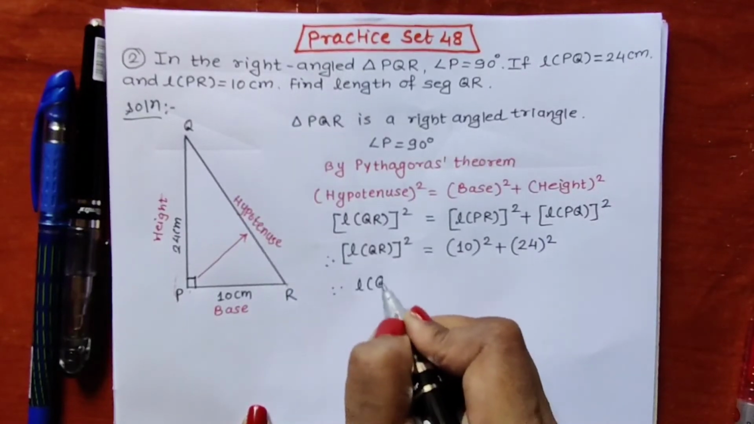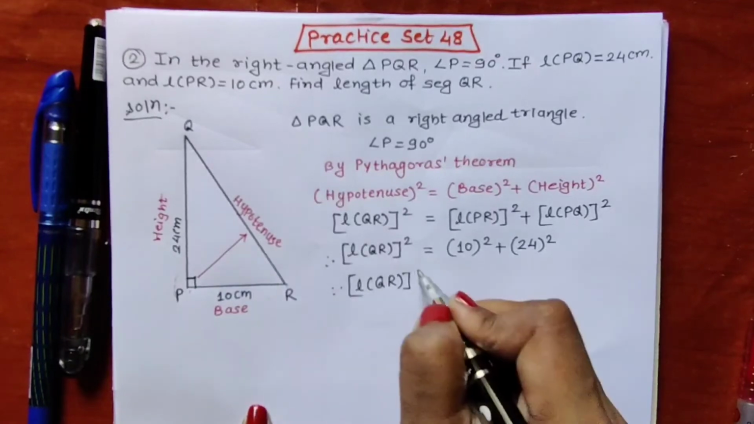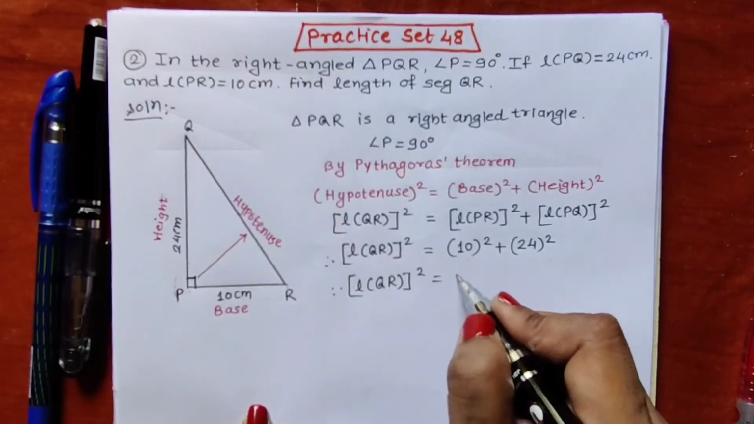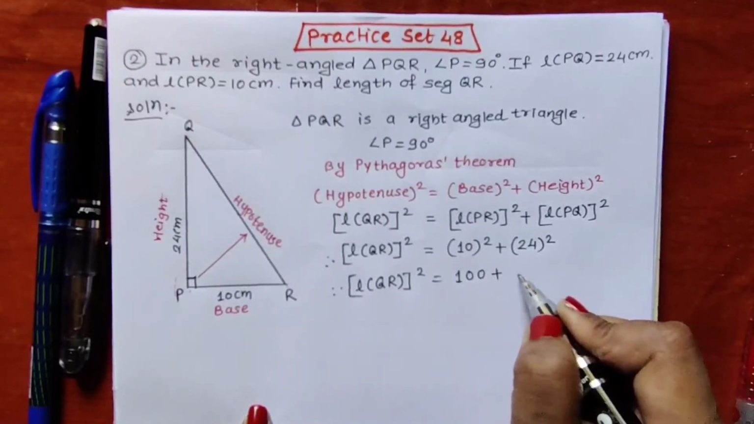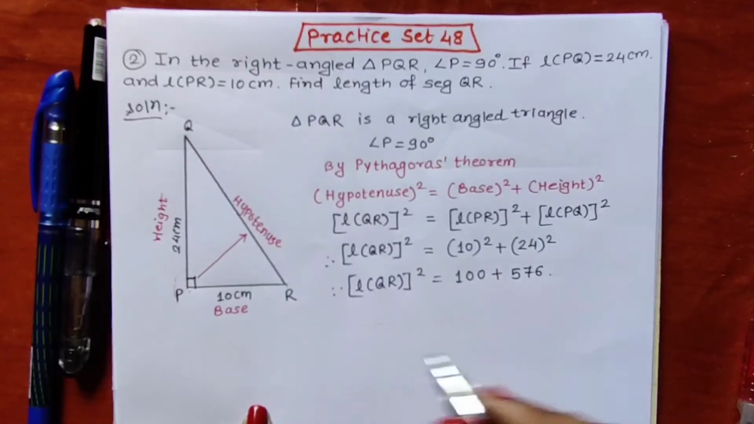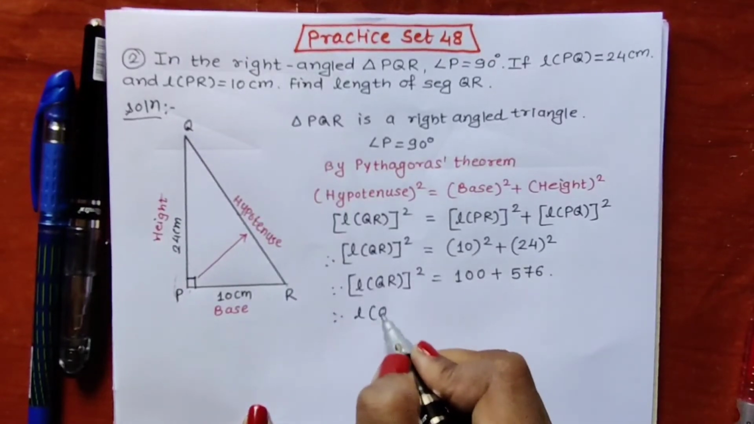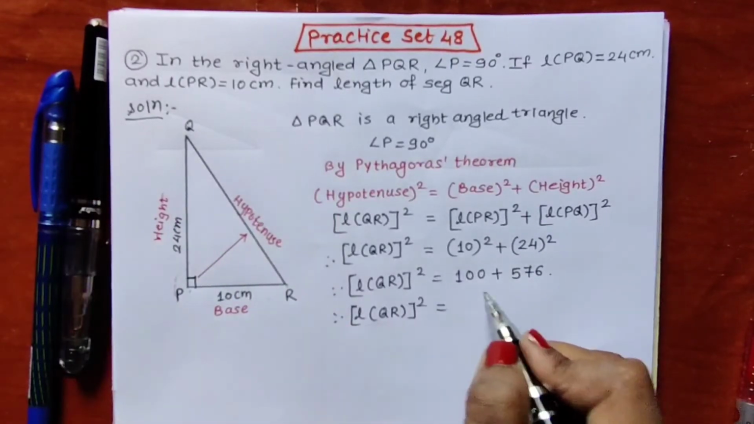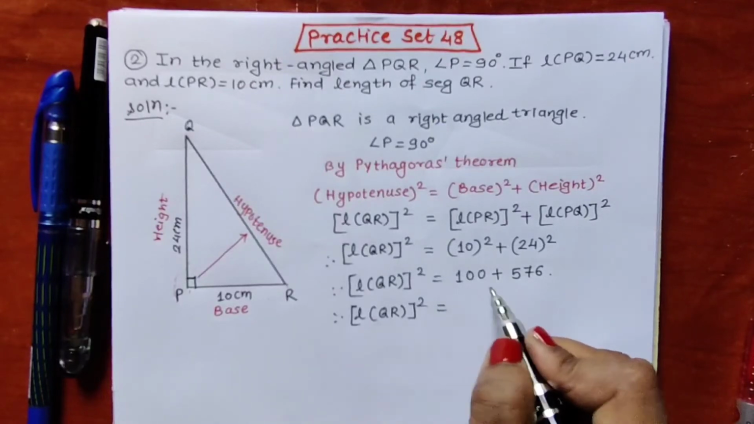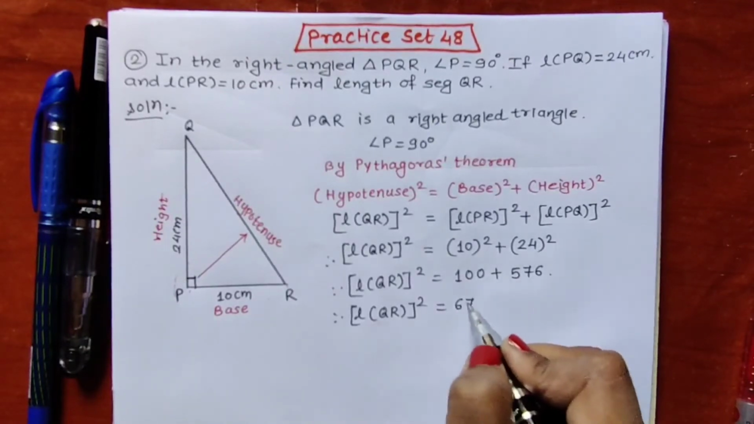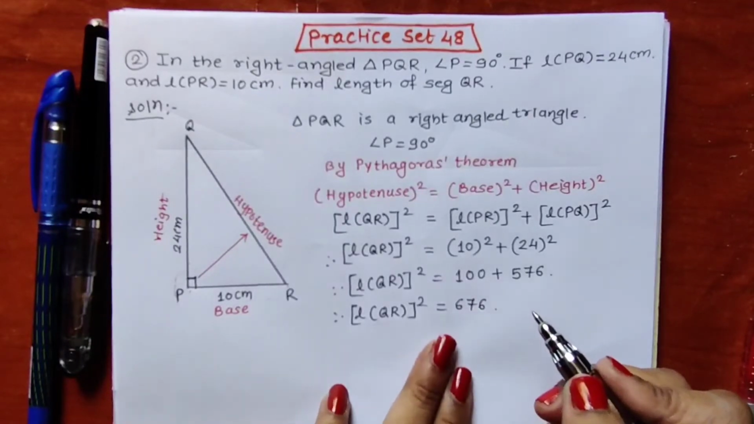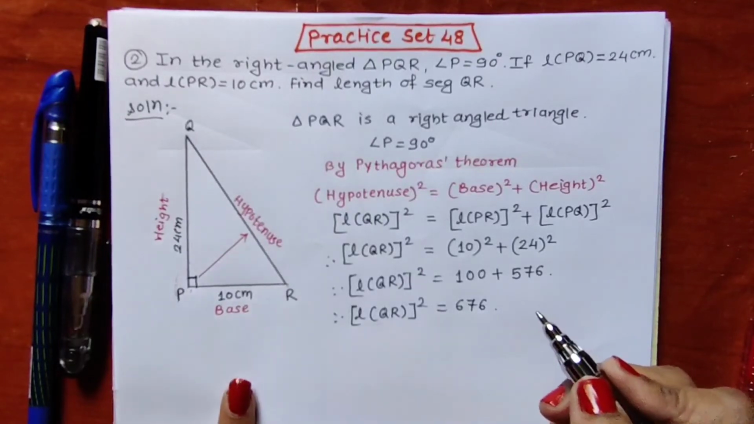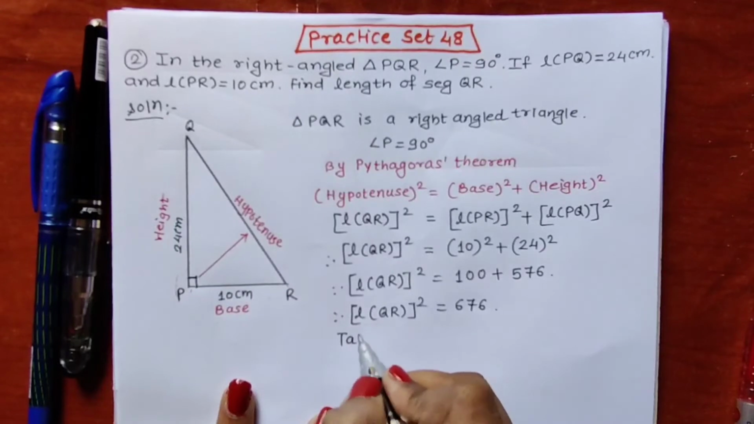Again length QR square as it is I write, and I can solve the right hand side of this equation. This is called the right hand side. So 10 square I can solve, it is 100. 24 square I can solve, it is 576. Again I write length QR square on the left hand side of this equation, and 100 plus 576, this sum I can solve. So 100 plus 576 will be 676. Now QR square I am getting. I don't require square. I have to remove this square. So for removing this square, what should be done? Taking square root of both the sides.